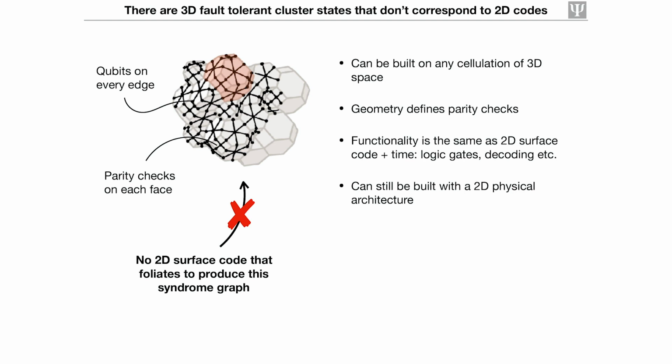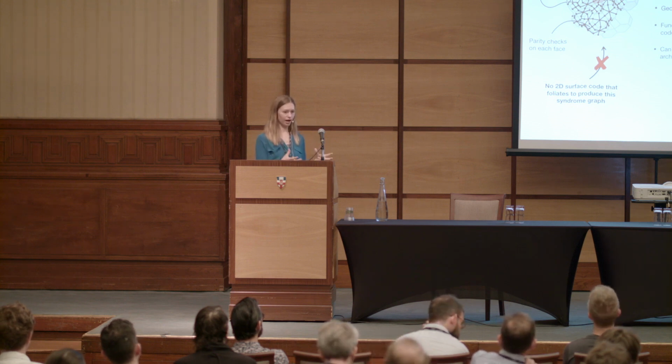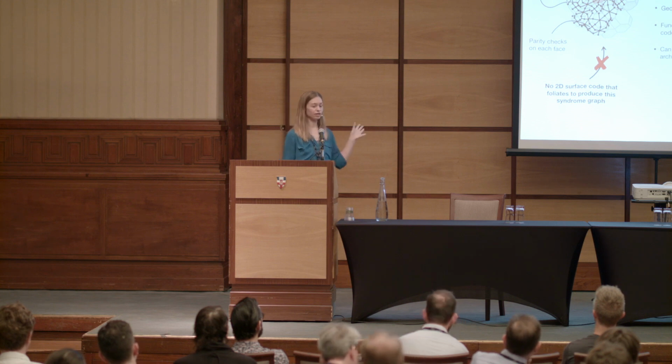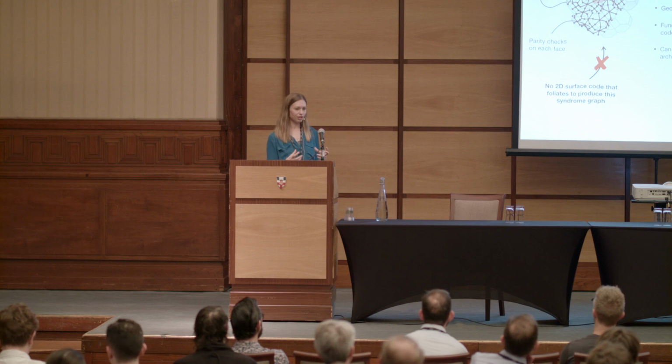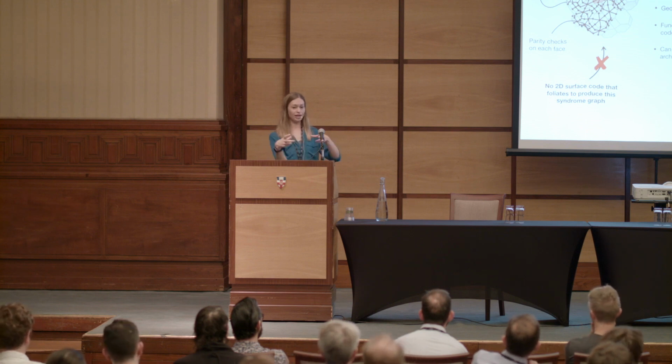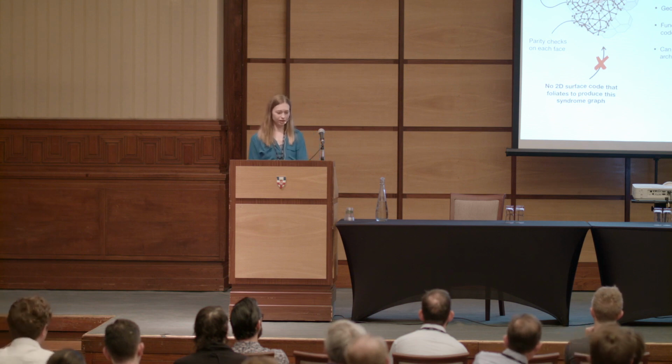And importantly, it can also be built with a 2D physical architecture. So although this is a 3D state, and we've heard about this again from Ben yesterday, you don't need to build the whole thing at once. You can build it one layer at a time. And this is exactly what happens with the regular square surface code, and the same thing can be done here. Because the geometry is a little bit less symmetric, it's going to mean that it's changing over time. It's not going to be the same set of qubits in every time slice, but it can still be built with a 2D architecture.